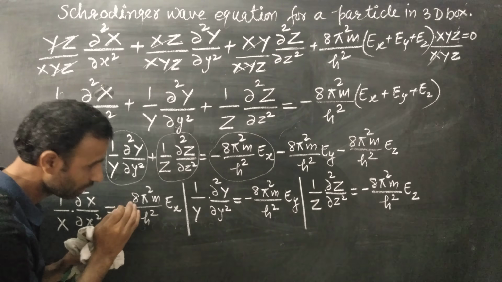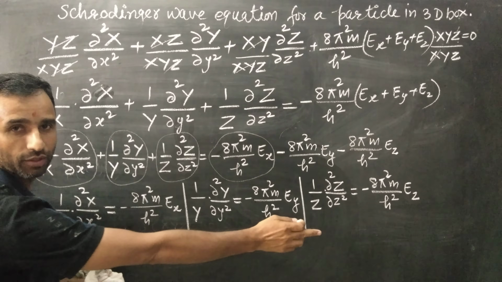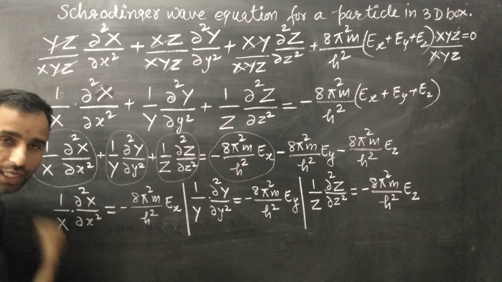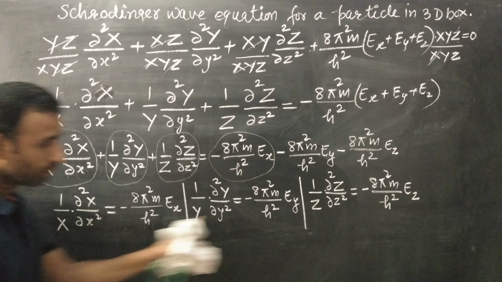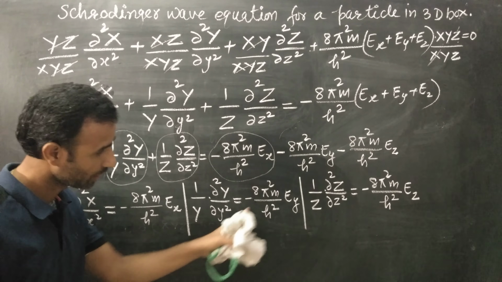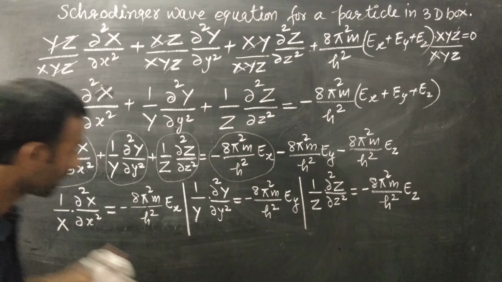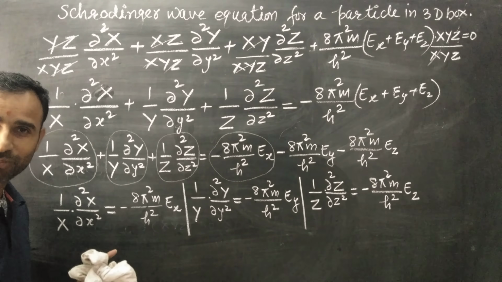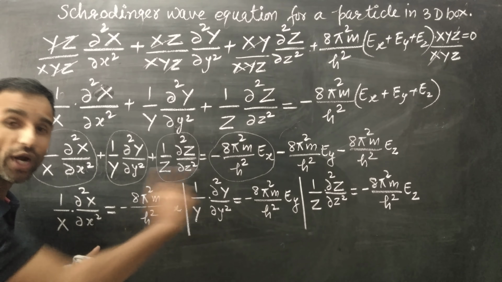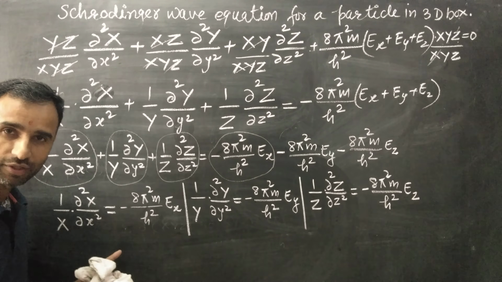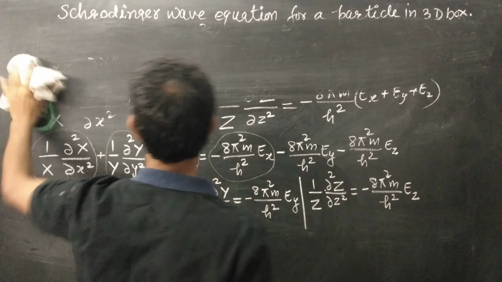Now these are three one-dimensional equations. This is for a particle in a one-dimensional box along the x-axis. This is for a one-dimensional box along the y-axis. This is for a one-dimensional box along the z-axis. So these are three independent equations. That means the 3D equation we have converted into three 1D equations. Right? So they can be solved like a particle in a 1D box.